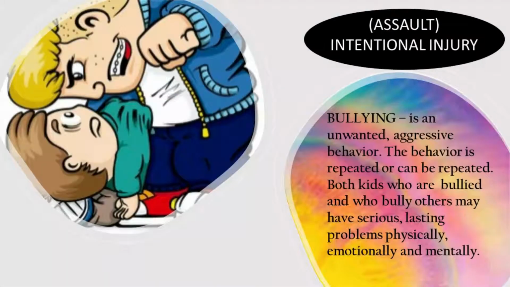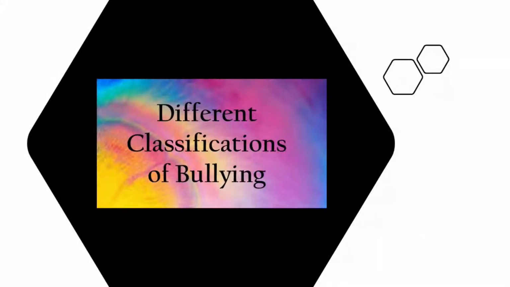Bullying is an unwanted aggressive behavior. The behavior is repeated or can be repeated. Both kids who are bullied and who bully others may have serious lasting problems physically, emotionally, and mentally. There are different classifications of bullying.